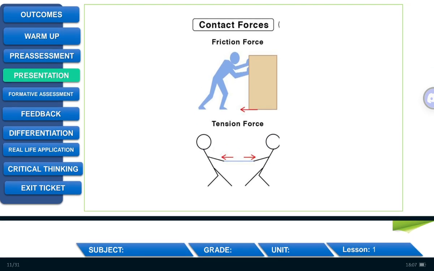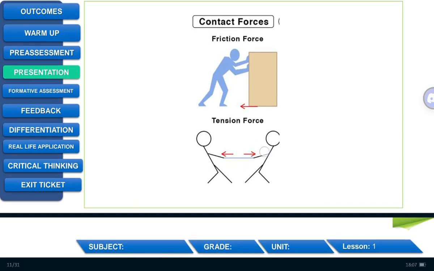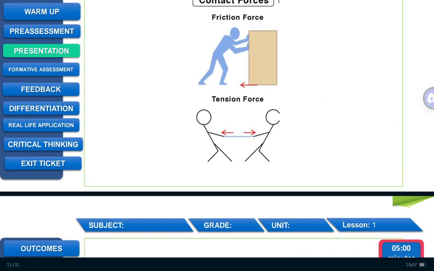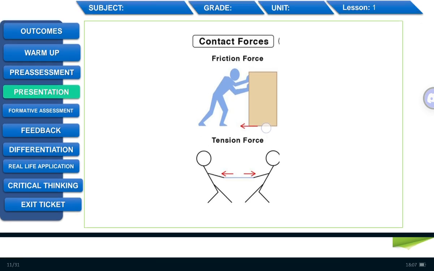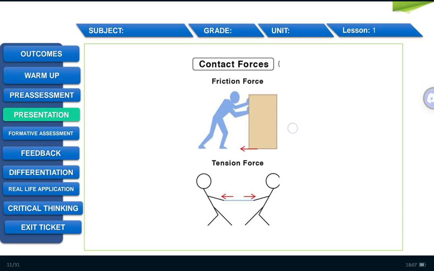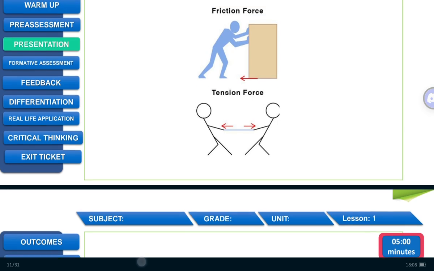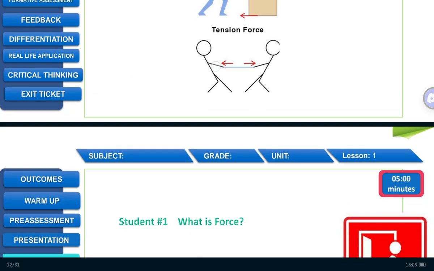These people have the same strength. They're pulling a little tiny rope, and it is doing nothing. While here he's pushing what seems to be a very heavy wall or a very heavy box, and it's doing absolutely nothing. This is friction force, this is tension force.